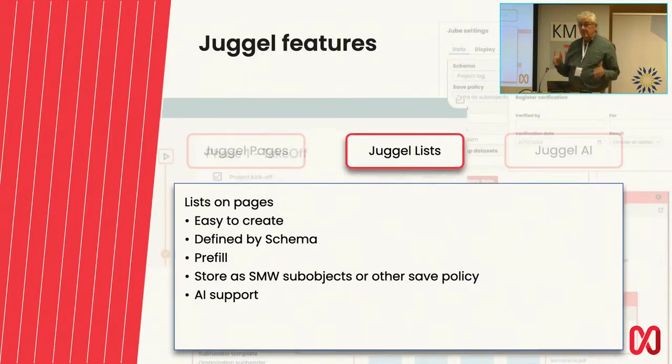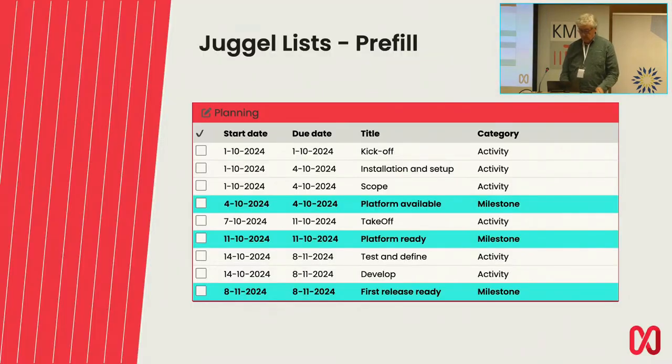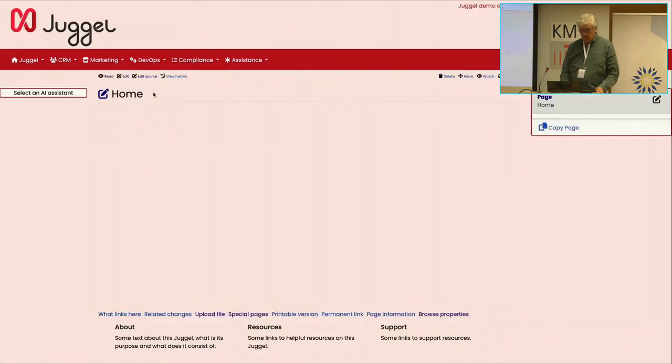Okay, let's focus on Juggel lists. It seems like the least sexy part of Juggel, but it isn't. They are very easy to create. They are totally schema defined, and there are a lot of interesting things you can do with it. Okay, let's have a look at, oh, there you go.